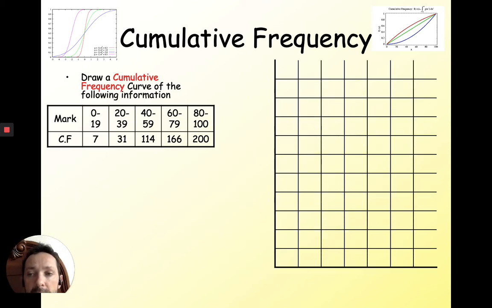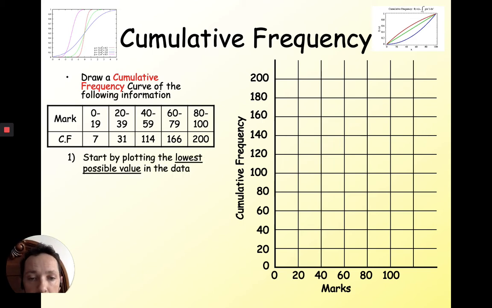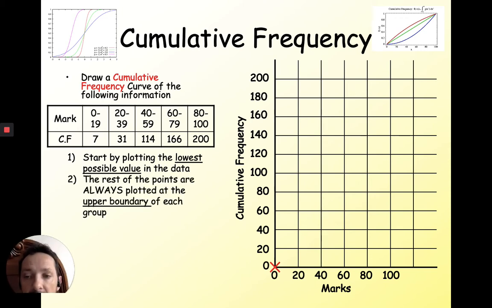Okay, so again, cumulative frequency always on the left, and then your other thing that you're measuring on the bottom. And here we're starting from the lowest mark, which is 0, and we're going to go 0, 0, because at 0 marks there are 0 pieces of data. We've got to start from somewhere. We've got to start from 0, and then we always go to the upper boundary. So 20 would be 7. We know that by the 20th mark, 7 people will have gotten their scores in that area. And then we carry on plotting all of the rest up to the top.